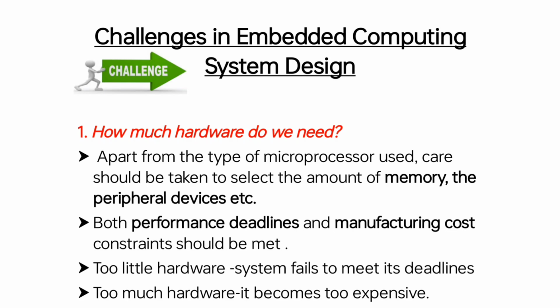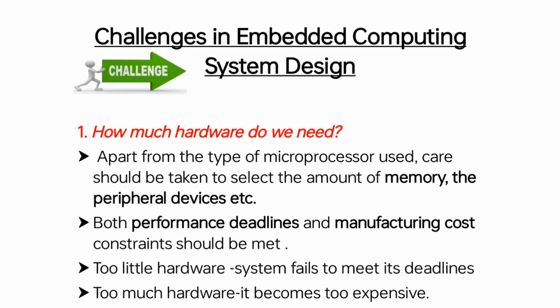Apart from the type of microprocessor used, care should be taken to select the amount of memory, the peripheral devices, etc. Both performance deadlines and manufacturing cost constraints should be met. With too little hardware, the system fails to meet its deadlines. With too much hardware, it becomes too expensive.